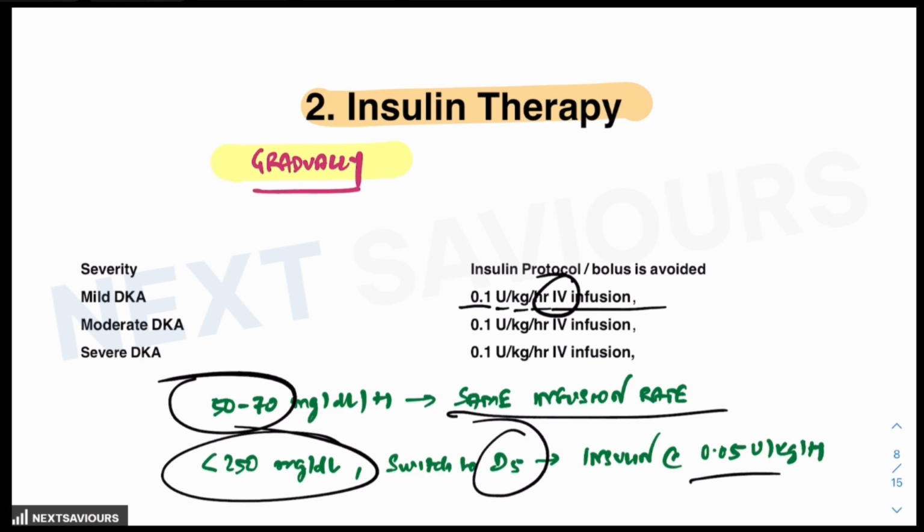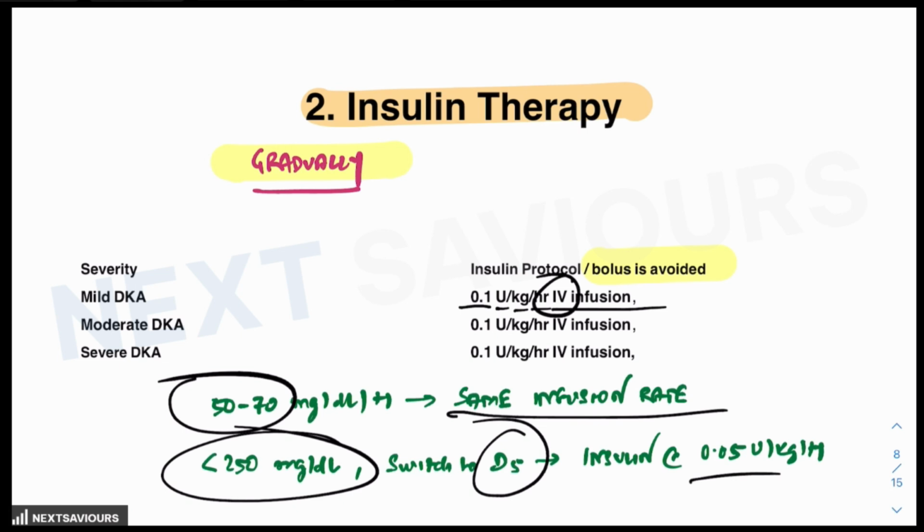Now, one thing that you might be thinking of is, why is this bolus avoided? The reason is simple: it avoids rapid glucose drop, which may cause cerebral edema, and also it might precipitate hypokalemia because insulin is responsible for shifting the potassium into the cells.